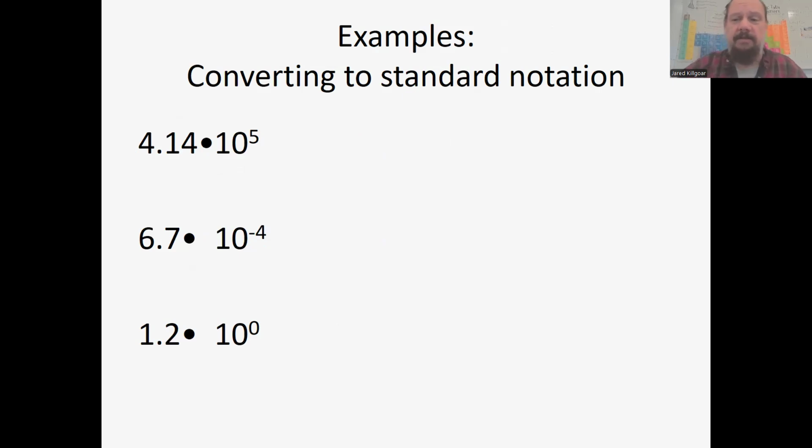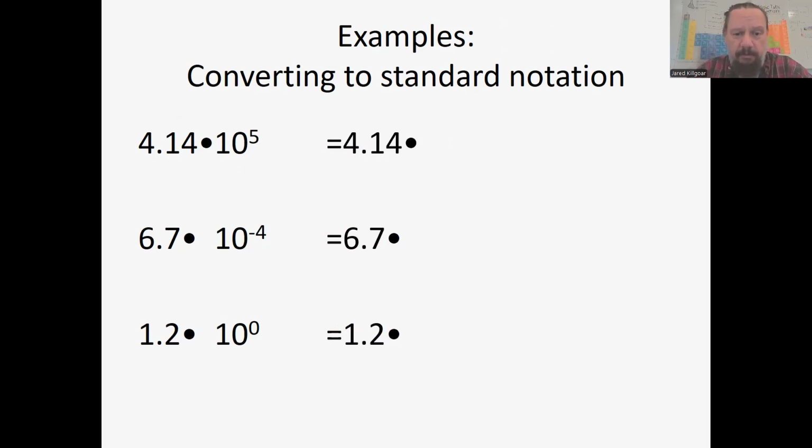All right. Let's do some converting into standard notation. So here we got a couple examples. If you guys want to try these right now, why don't you pause, take a second to give it a shot. Otherwise, we're going to keep on going. So here we have 4.14 times 10 to the 5. You're just multiplying by 10 5 times.